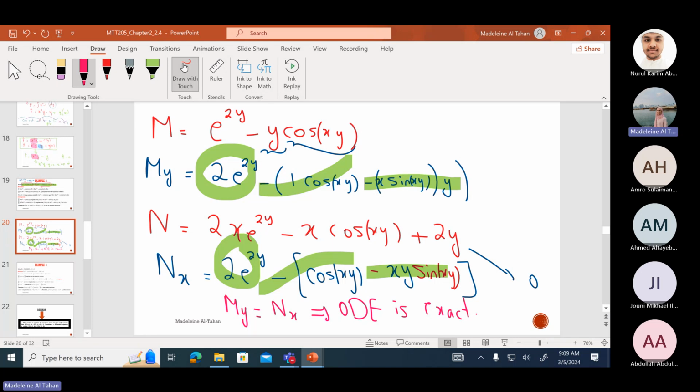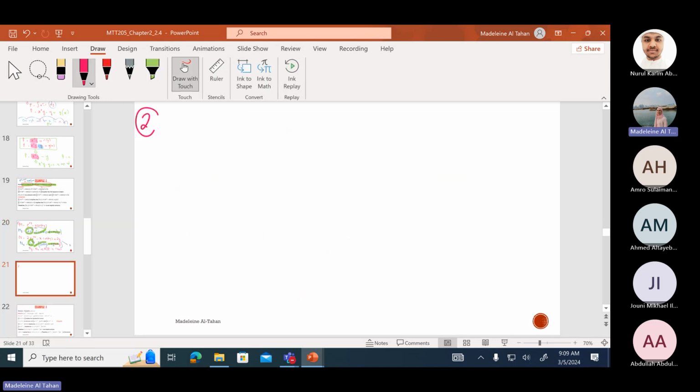What's the next step now? This is our first step, right? The next step, our solution at equal constant is the general solution of our ODE. Okay. This F, what does it satisfy, miss?